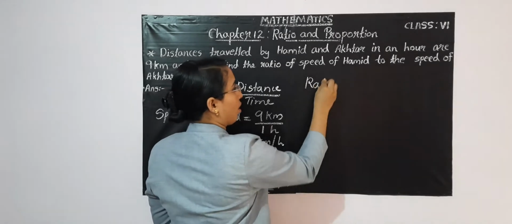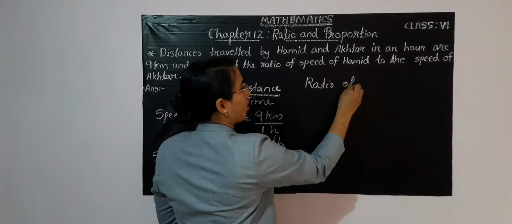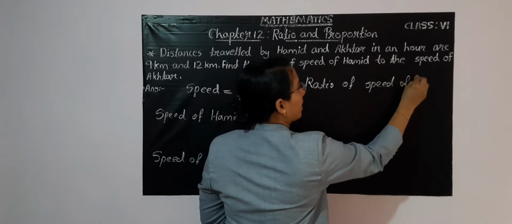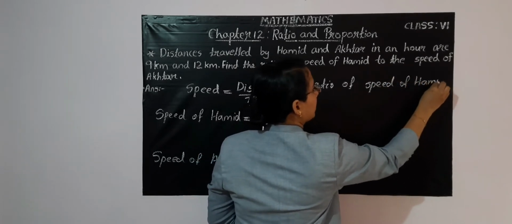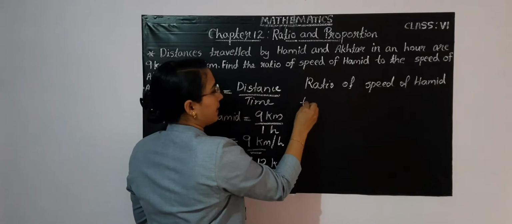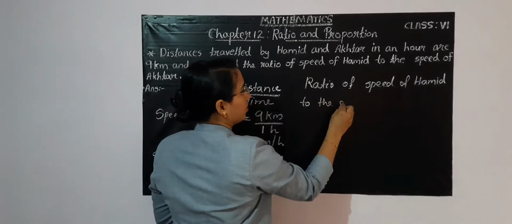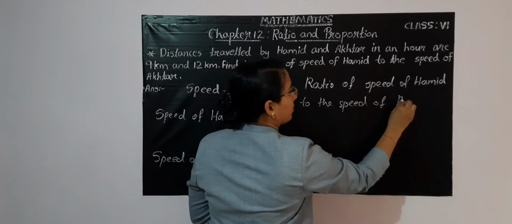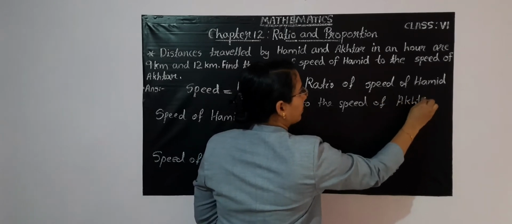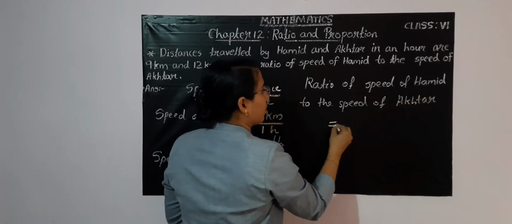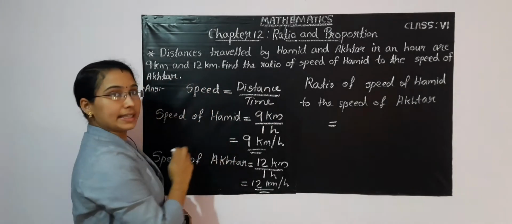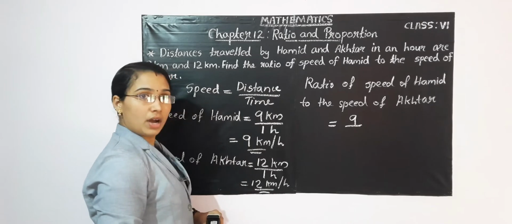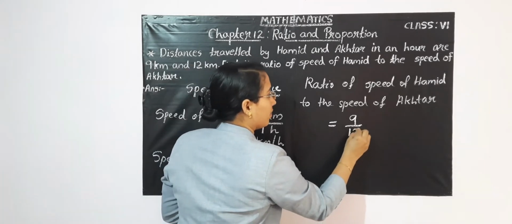So ratio of speed of Hamid to the speed of Akhtar, which is equal to, what is the speed of Hamid? That is 9. Then divided by the speed of Akhtar, that is 12.